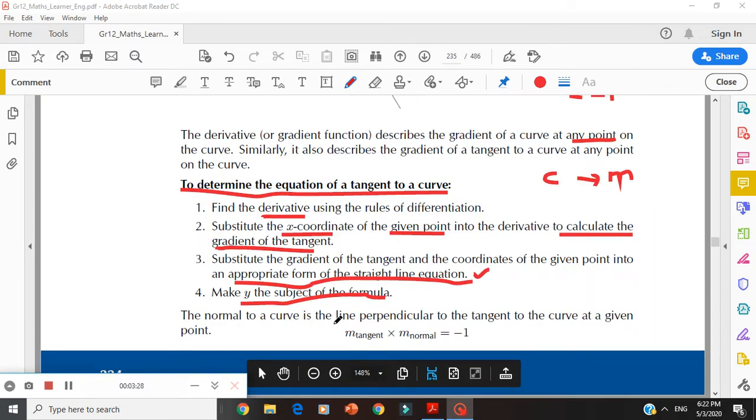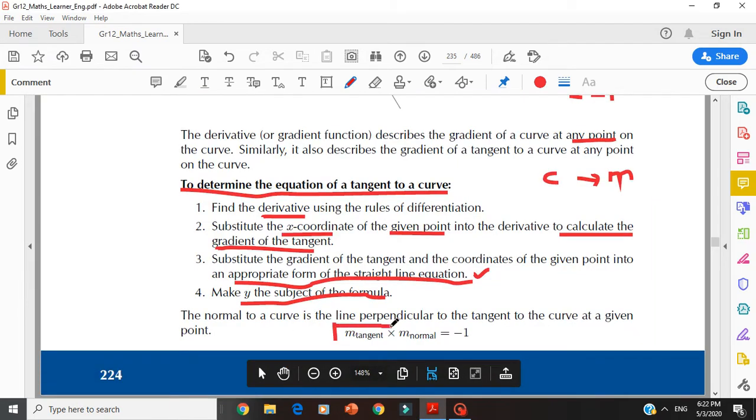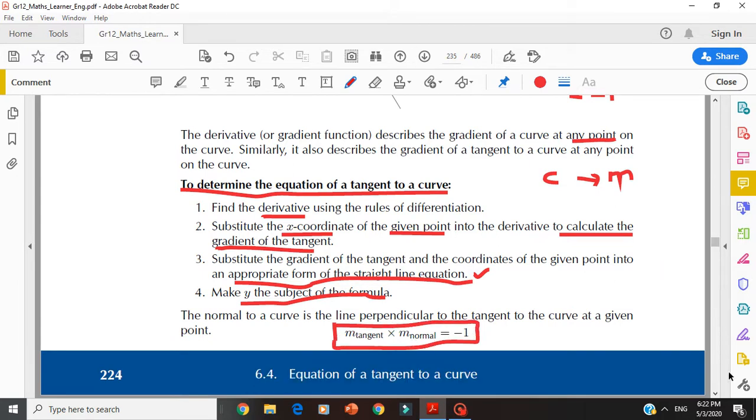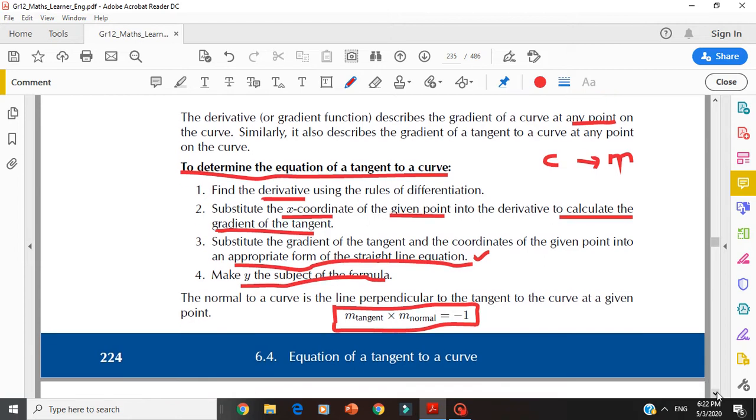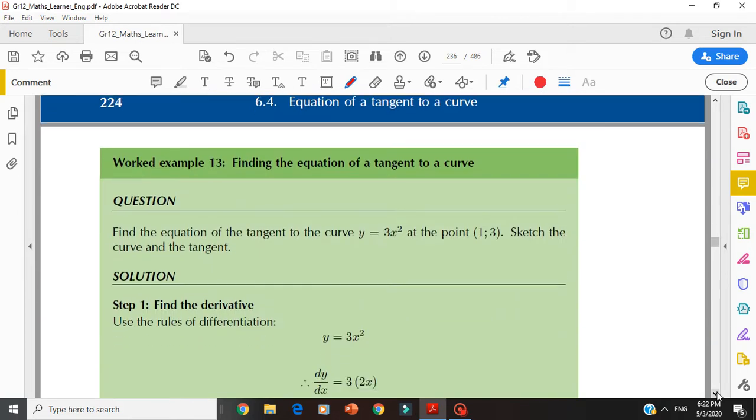Reiterating that the product of the gradient of a tangent and the gradient of the normal is -1. And normal means they form a 90-degree angle when they intersect. Okay, let's look at an example.